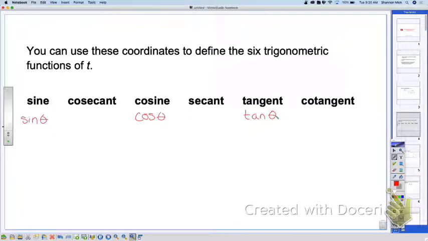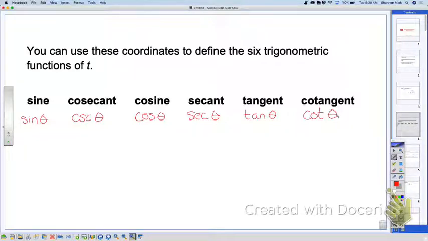Yep, I'm getting there. Okay, cosecant is CSC. Secant is just SEC. And cotangent is COT. So those are the 6 trig functions. When you look at your learning goals, it says the 6 trig functions, and that's what you're using, okay?